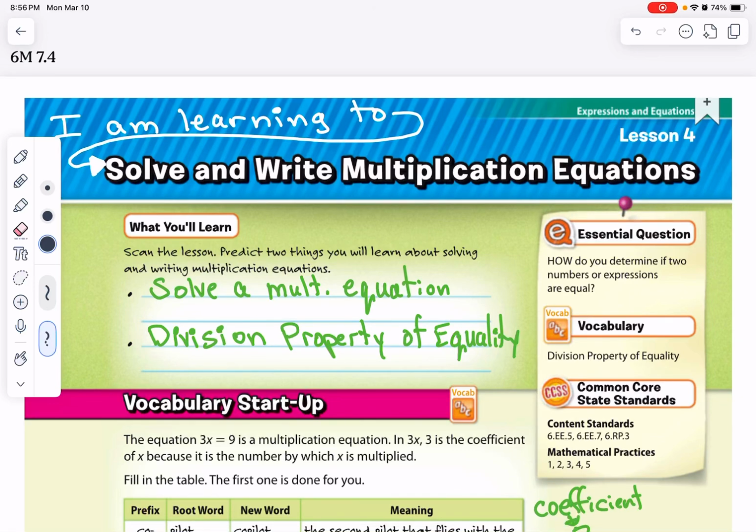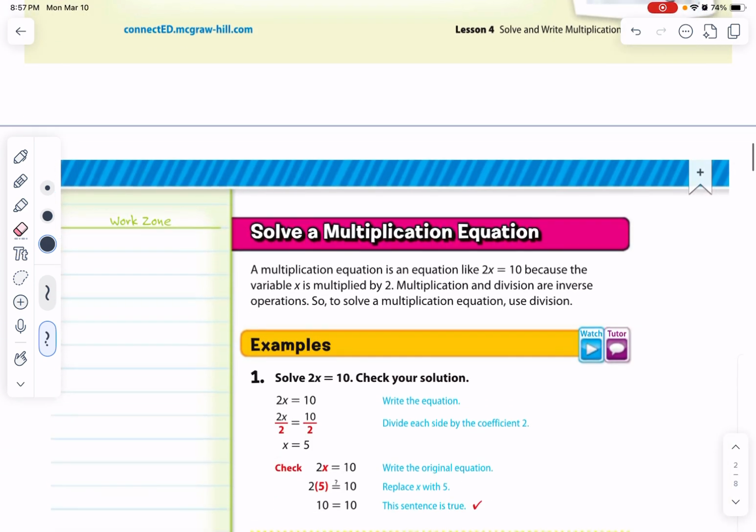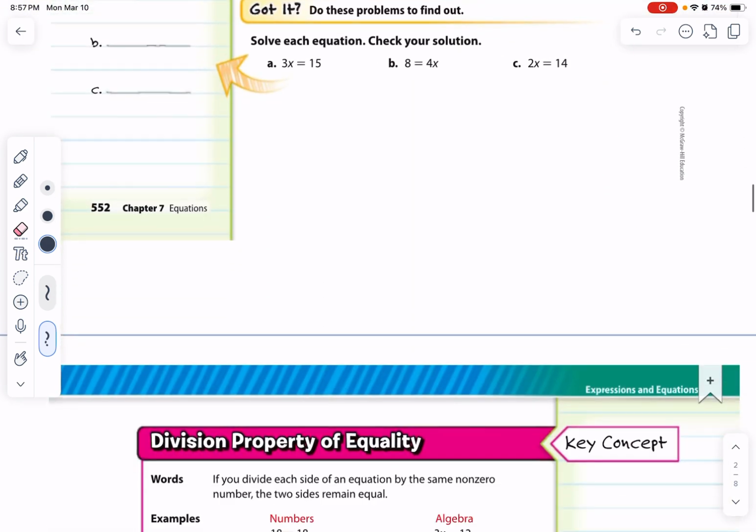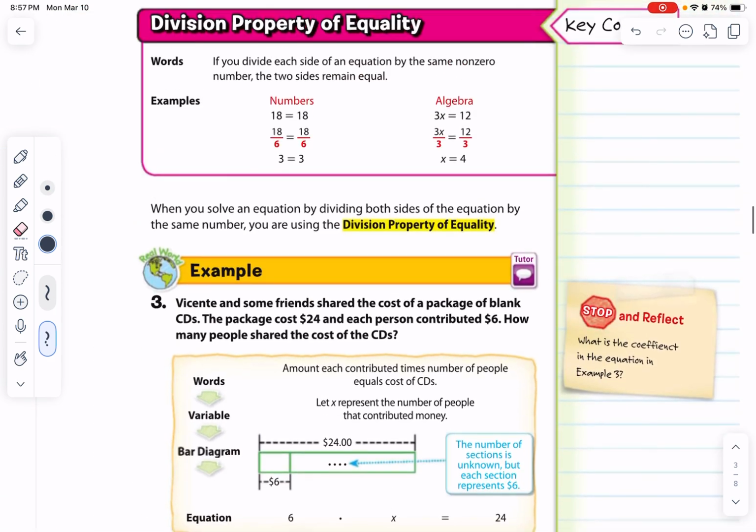Hey, sixth graders. Today we are learning about solving and writing multiplication equations. It will be very similar to the last lesson when we solved and wrote addition and subtraction equations, okay? So I want you to turn to the third page, I believe, which is page 553.